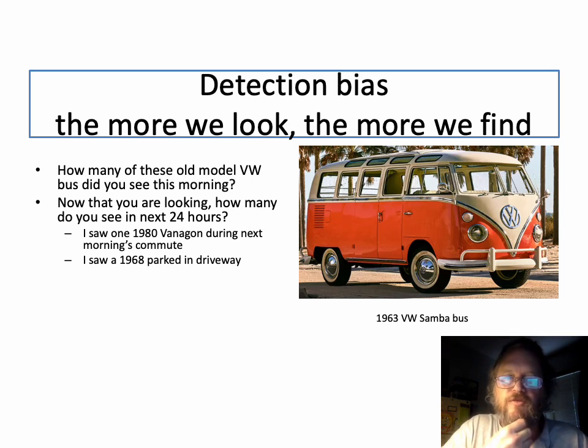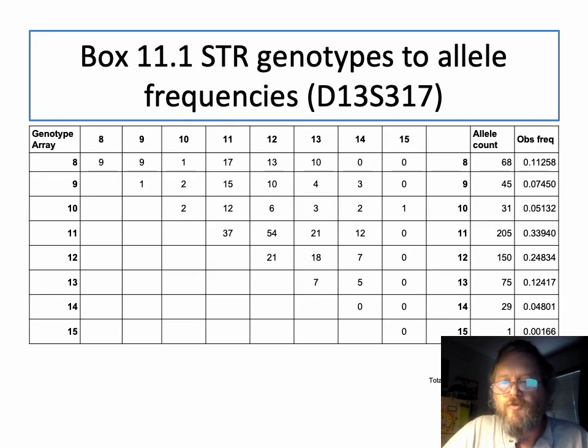So detection bias is an important source of error in designing samples and how you go about observing things. And so I'll show you how this affects our probability calculations in an example down a few slides from now. All right. So let's turn to box 11, and we'll use that as how to do our allele counts.